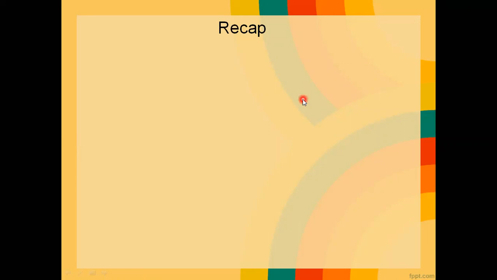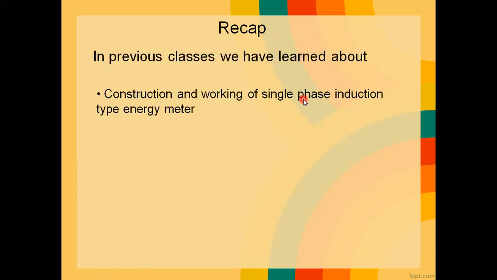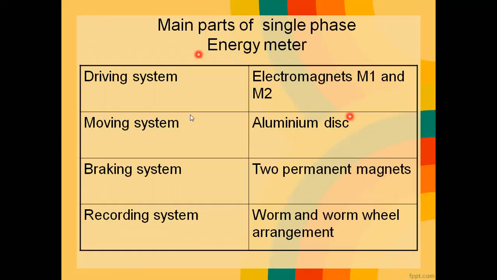Let us have a recap on our previous video lecture, which was on construction and working of single phase induction type energy meter. Coming to the main parts of single phase energy meter, we had a driving system by electromagnets M1 and M2. M1 was having current coil which carries current proportional to the load current. M2 was E-type laminated core which was having pressure coil in the middle limb of the E-type core, and the current through the pressure coil was proportional to the voltage across the load.